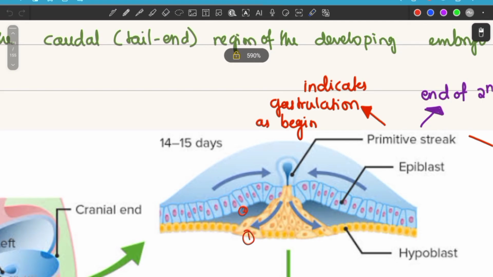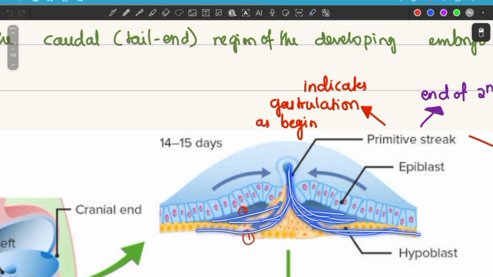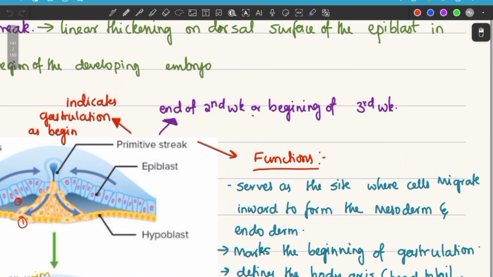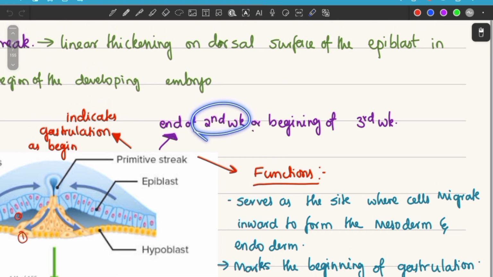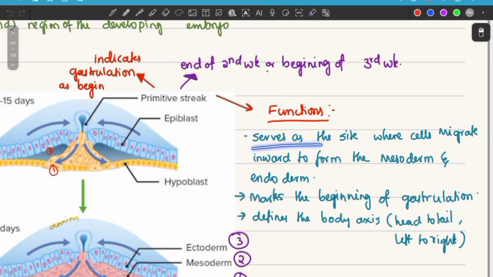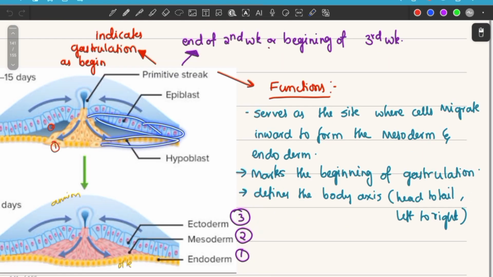You can see here, once the hypoblast is replaced by endoderm, mesoderm is formed. Then while forming the mesoderm, this streak will grow. Okay, this indicates that gastrulation has begun. This happens in the second week of embryogenesis or the beginning of the third week. Okay, what is its function? It serves as a site where cells will migrate inward to form mesoderm and endoderm.